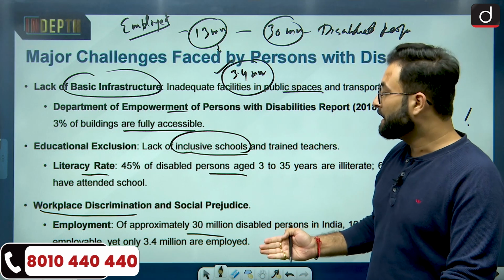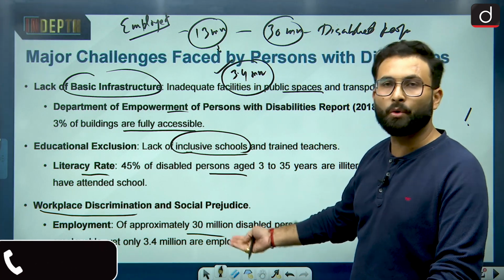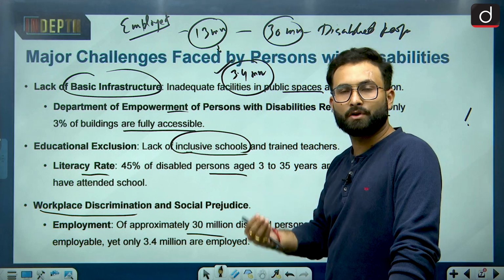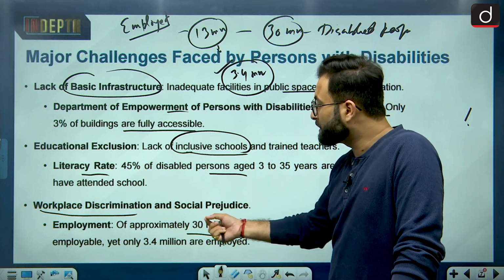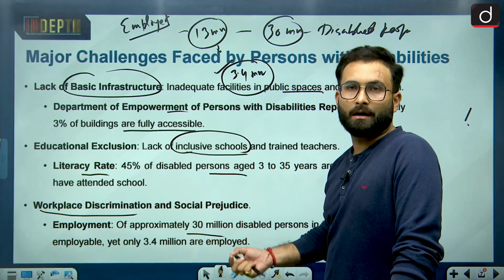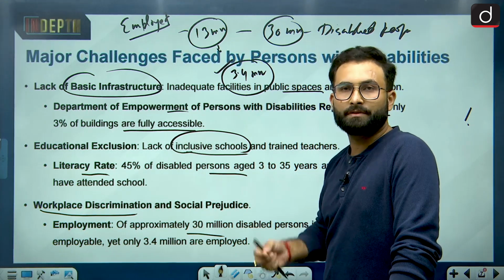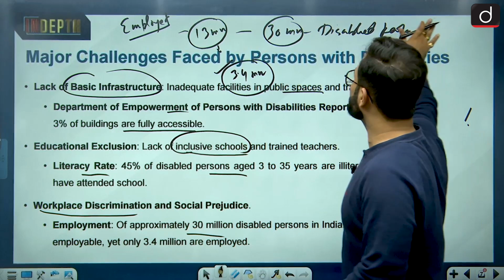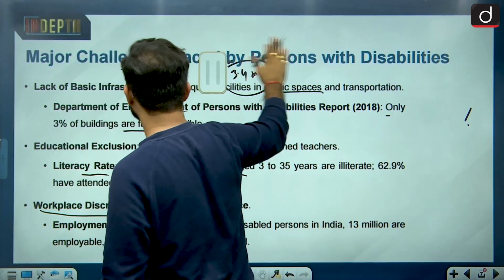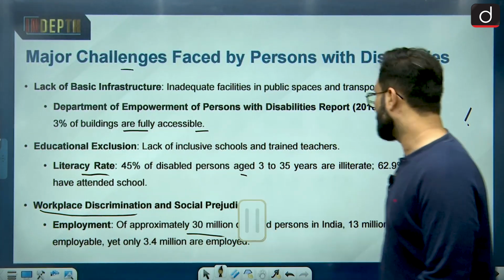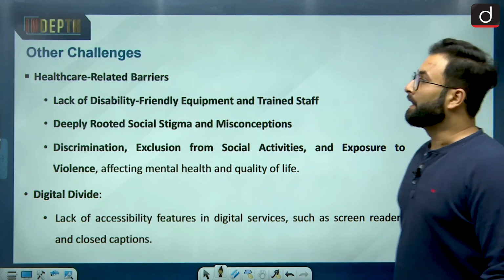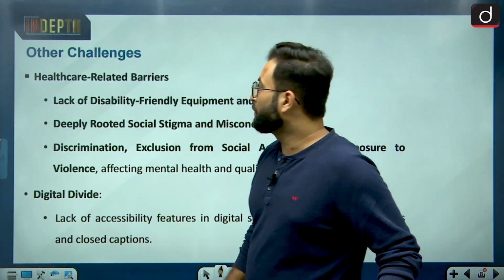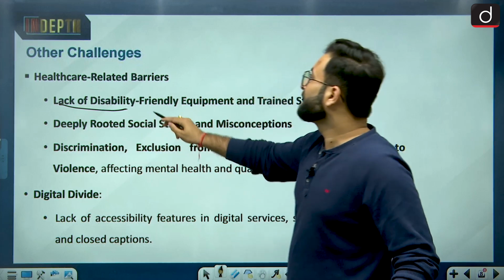So there are 30 million people who are facing some kind of issues, but only 3.4 million people with disabilities are working. That is the gap which is there, so we can say there is workplace discrimination. Now moving further, healthcare related barriers: if you look at it, there is a lack of disability friendly equipment.